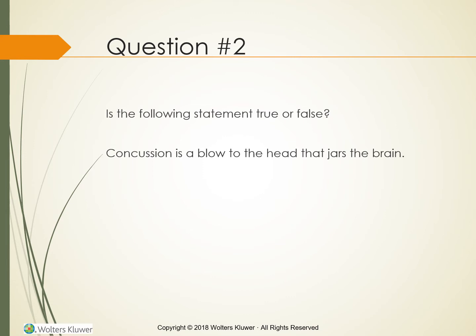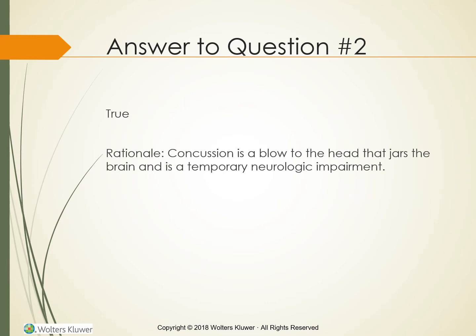Question number 2. Is the following statement true or false? Concussion is a blow to the head that jars the brain. True. Concussion is a blow to the head that jars the brain and is a temporary neurologic impairment.